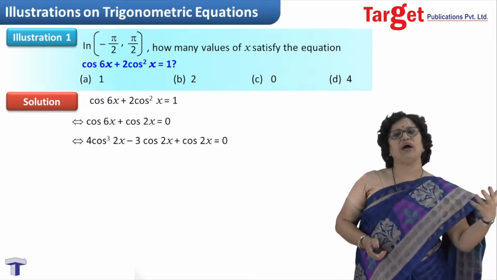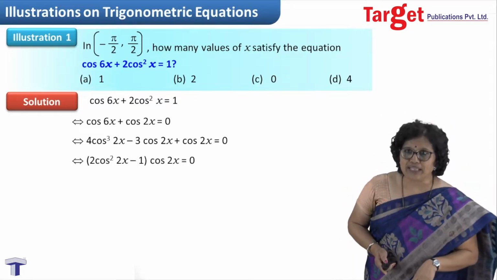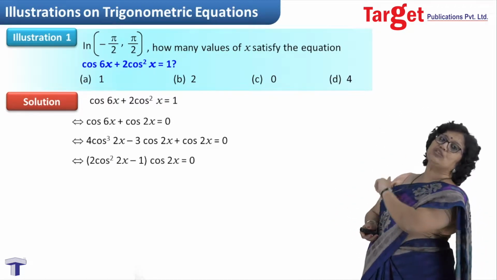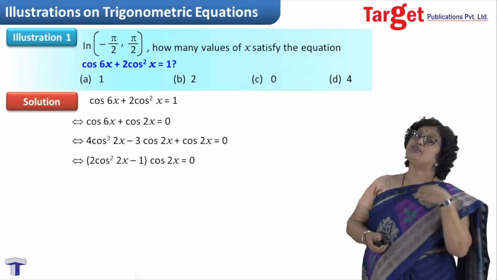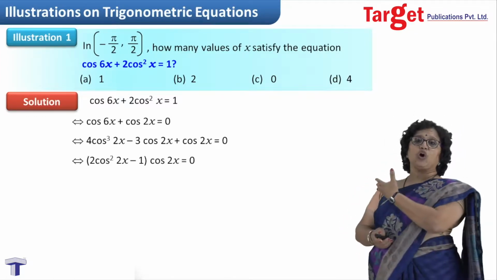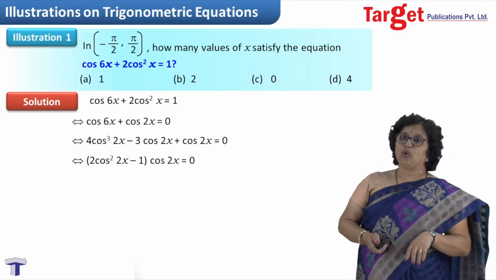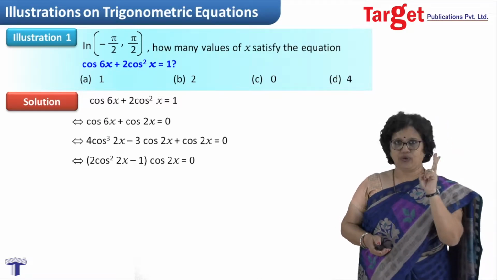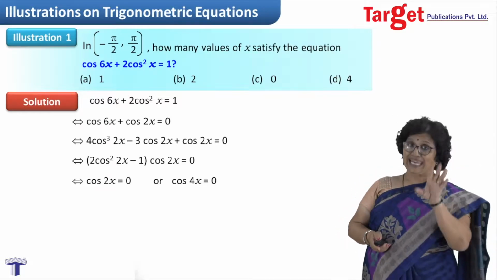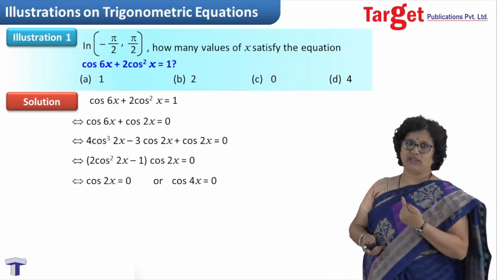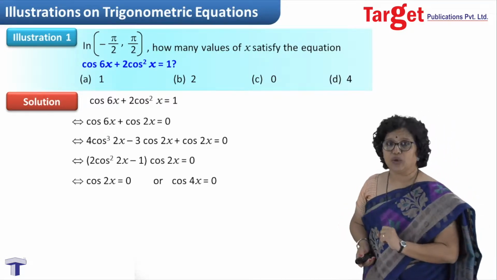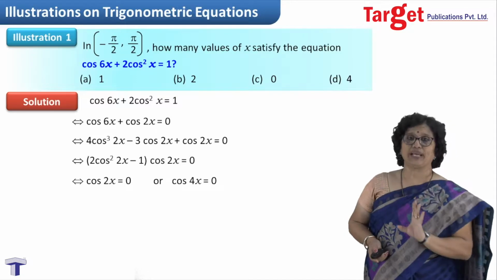And everywhere now I have 2x only. By doing this, what I get is actually 4 cos cube 2x minus 2 cos 2x equal to 0, which on factorization gives me 2 cos square 2x minus 1 into cos 2x equal to 0. Now again you have a product of two quantities, make one of them 0 and proceed from there. So I get one option as cos 2x equal to 0 and the other, 2 cos square 2x minus 1 equal to 0, which is nothing but cos 4x equal to 0.